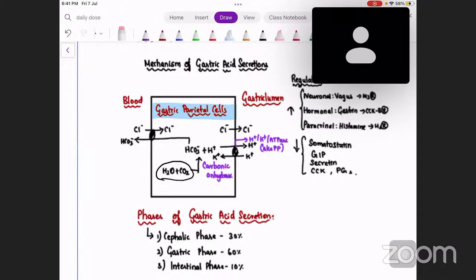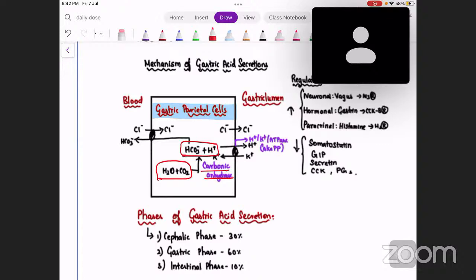We have the water and carbon dioxide combined, which is then broken down into bicarbonate and H plus via this carbonic anhydrase enzyme. Speaking about this carbonic anhydrase, it combines the water and carbon dioxide and splits them into H plus and HCO3 minus.